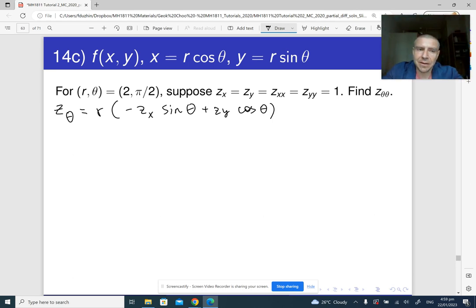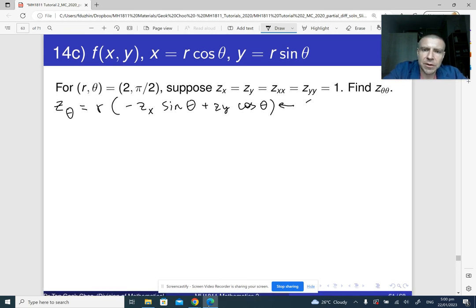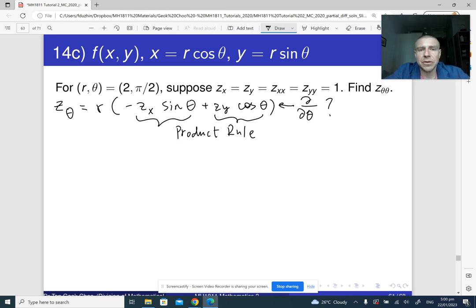Which means that zx is in fact a function of r and theta, and its derivative with respect to theta is not really zero. So we have to differentiate it. Since we want to differentiate this with respect to theta, we've got to apply the product rule here and here. And this product rule is going to involve z differentiated with respect to x and then with respect to theta, and z differentiated with respect to y and then with respect to theta, right? So let me do this somewhere here. The partial derivative of z with respect to x differentiated with respect to theta.